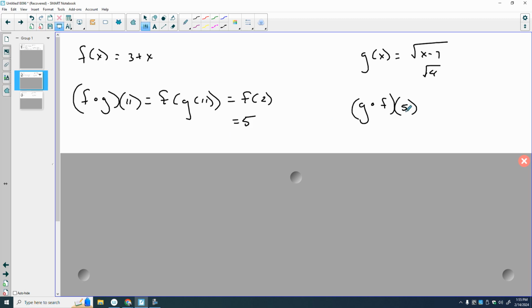Okay, this says do f first and substitute that answer into g. So f of 5, I cruise over here. 3 plus 5 is 8. And so now I'm going to evaluate g of 8. Put in 8 right here. 8 minus 7 is 1, and the square root of 1 is 1. So g of f of 5 is equal to 1, or g composed with f at the point x equals 5 is equal to 1.